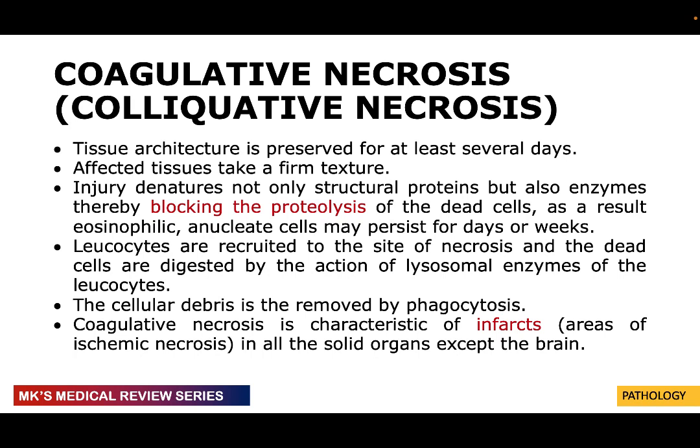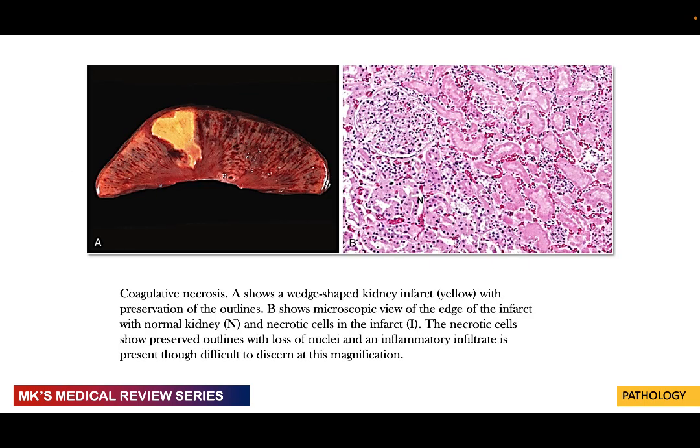Then the white blood cells are going to be recruited to this site of necrosis, and they'll end up digesting the dead cells by the action of their lysosomal enzymes, and the debris is going to be removed by a process known as phagocytosis. So here's an example of an area of necrosis, this area that is wedge-shaped and yellow in color. This is seen in the kidneys. So this is a section of the kidneys. So this tissue had actually died.